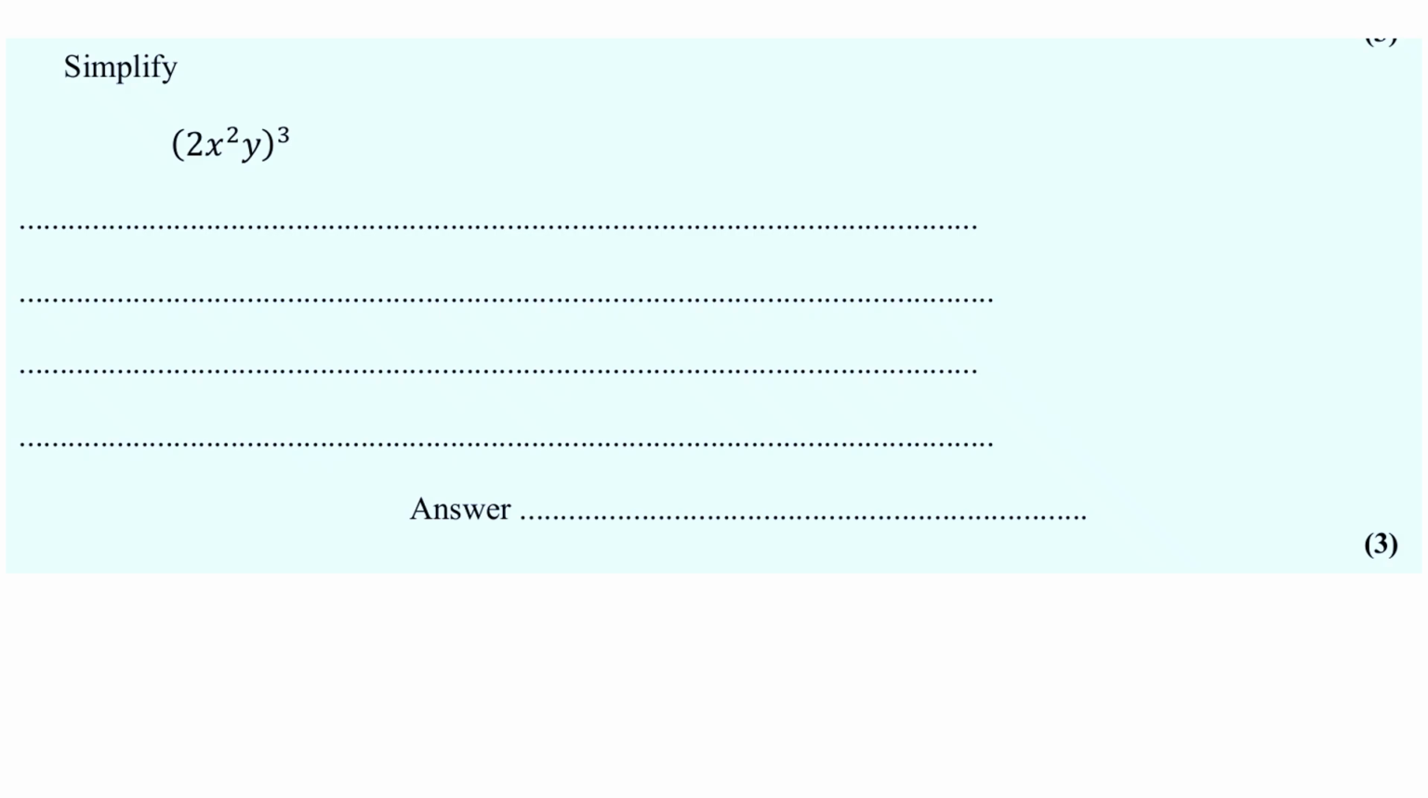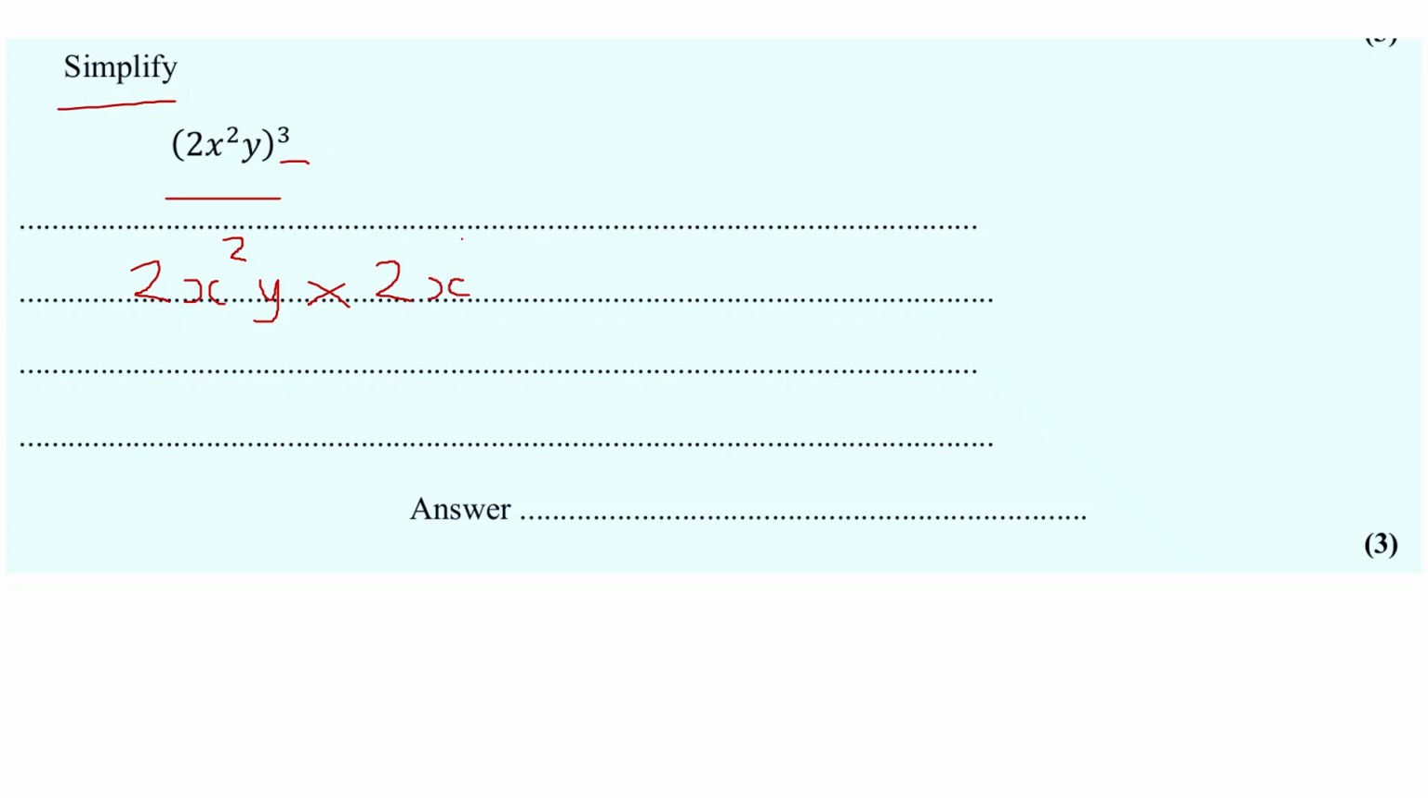Okay, folks, in this 3-mark question, we're asked to simplify (2x squared y) all cubed. So I'm cubing each term. Essentially, I've got 2x squared y multiplied by 2x squared y multiplied by 2x squared y. So if in doubt, guys, just write it out in full.